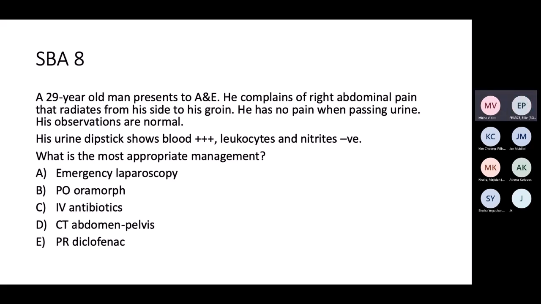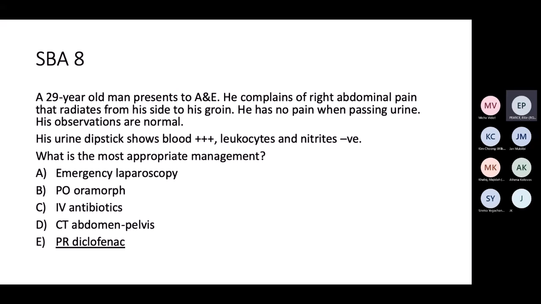Here we've got 75% going for D and 25% going for B. Oh, okay, interesting. So actually the answer that I was going for here is E. B would be a good option, yes, to try and relieve some of his pain. CT abdomen pelvis, we'll come on to why we might not do that in this case. But what I'm angling at here is renal colic.